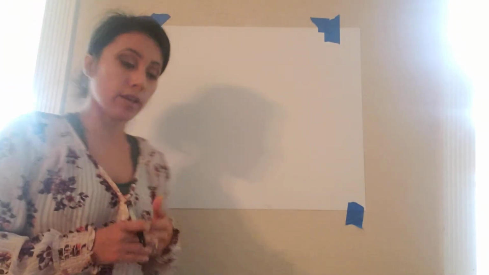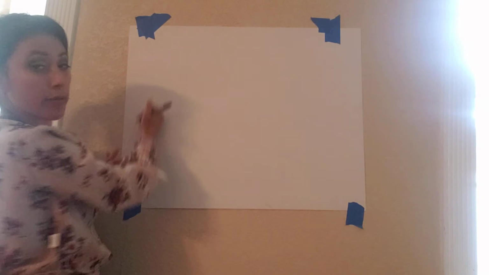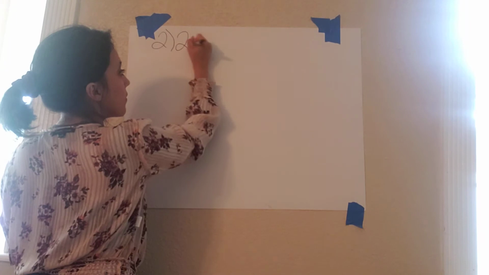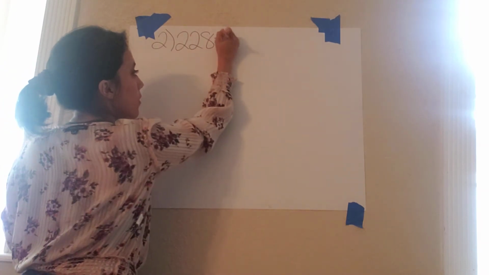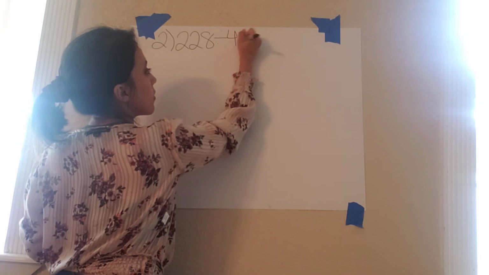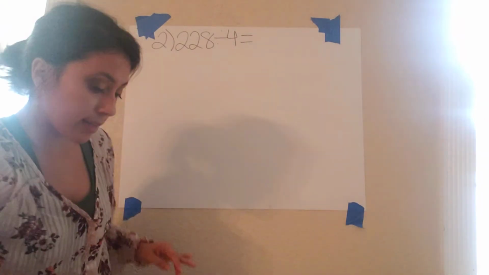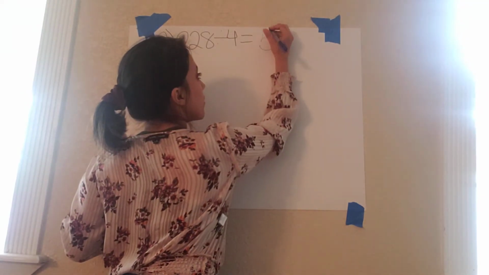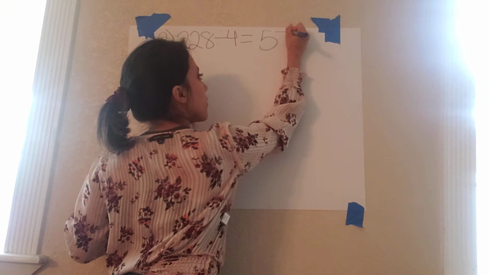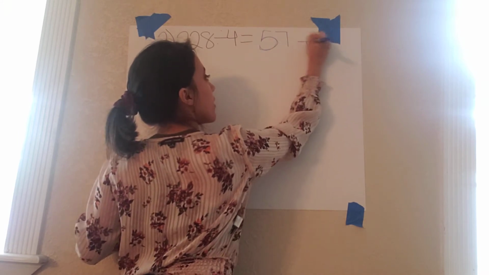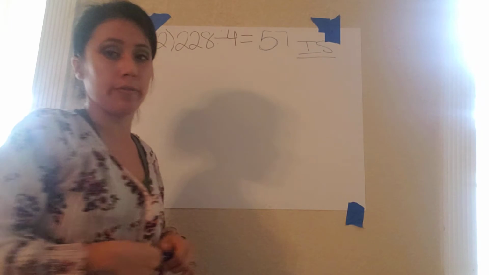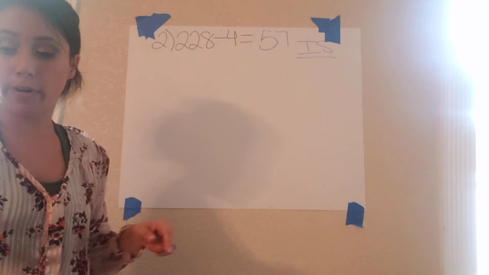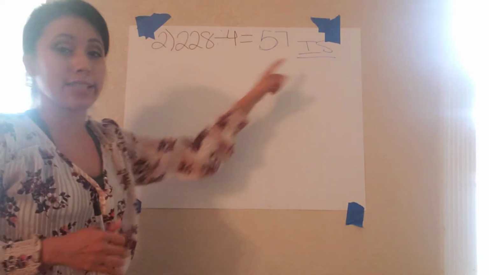So the next question that I had for you to solve with each other was 228 divided by 4. And one group said that the answer they got from this math problem was 57. And another group said that it is divisible. So they said the answer is 57 and it is divisible by 4. So we're going to go over first to see if it is divisible.